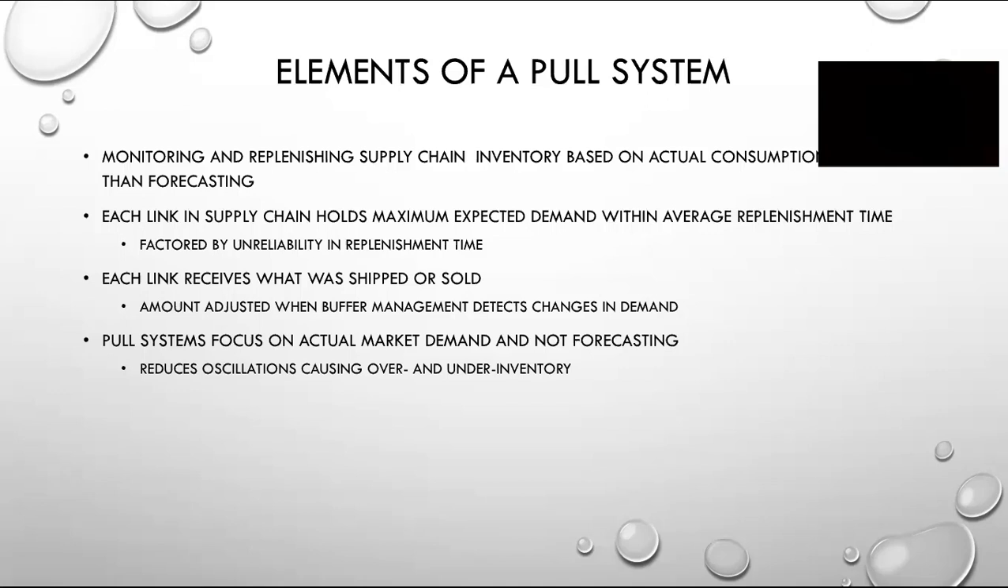And that's adjusted when the buffer management detects changes in demand. So as the changes in demand occur, we pull from the safety stocks. So if the demand goes up to 11, we will pull one of the safety stocks to meet that demand.